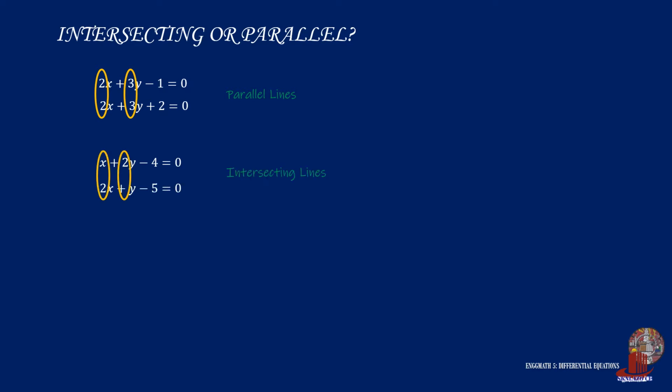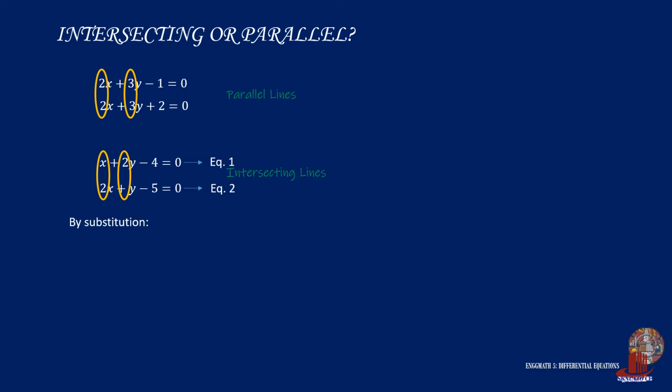First, review how to check the terms if intersecting or parallel. Recall that when the coefficients of the variables are equal, then they are parallel lines. In contrast, having different coefficients will show that they are intersecting lines. And to know the intersection point, one can use substitution or elimination. In this case, we determine the point of intersection by substitution.